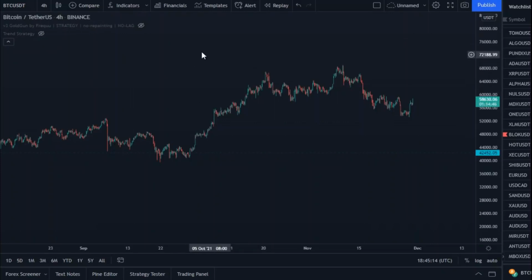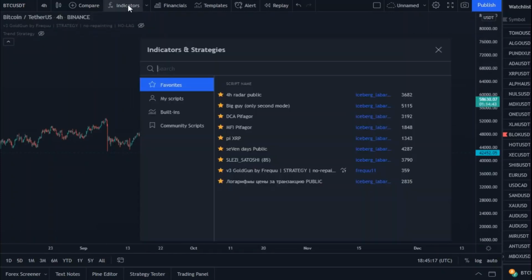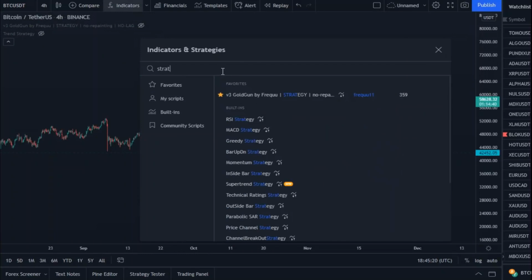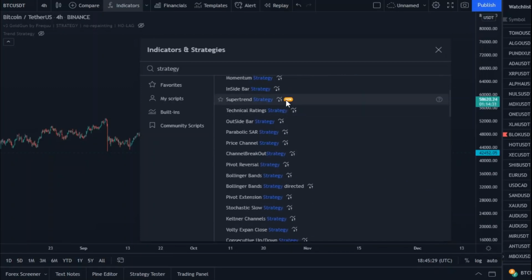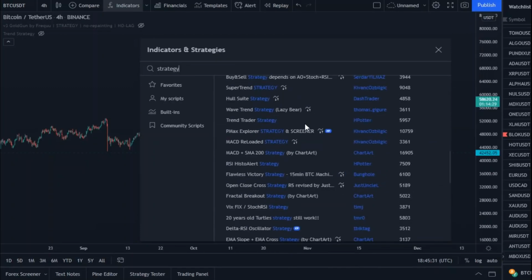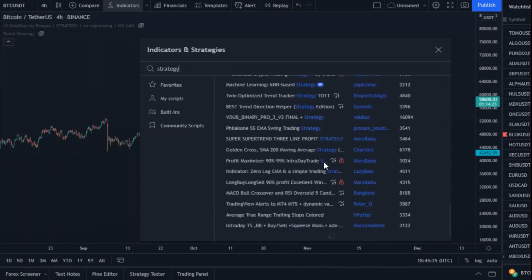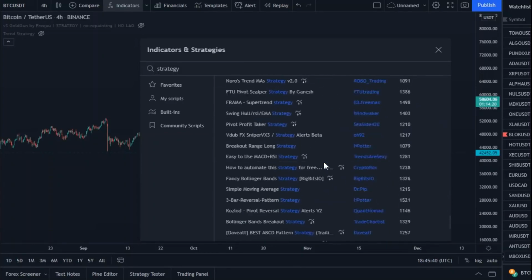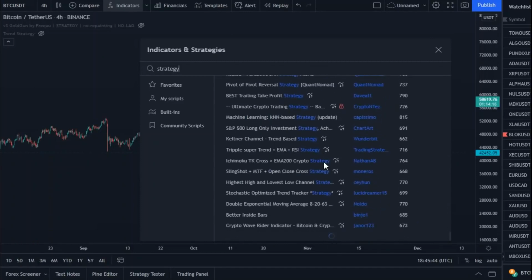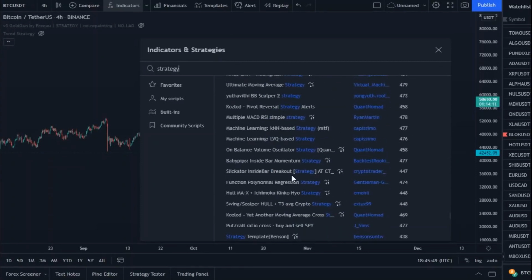To find any strategy, head to the indicators. Then in the search box type, strategy. And this little mark here assures us that it is a strategy. As for this sign, it means that it is a new strategy. Well, as you can see, dozens of strategies appeared, and we can choose any one from this list. It is a long list, but with today's video, we will explain it using the shortest way to know all this information step by step.